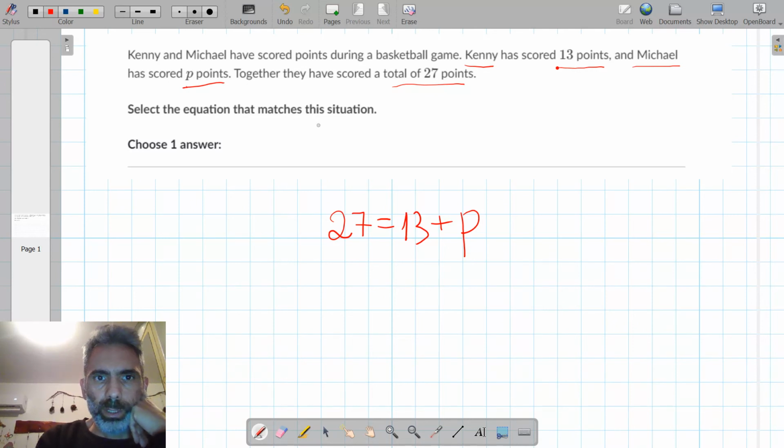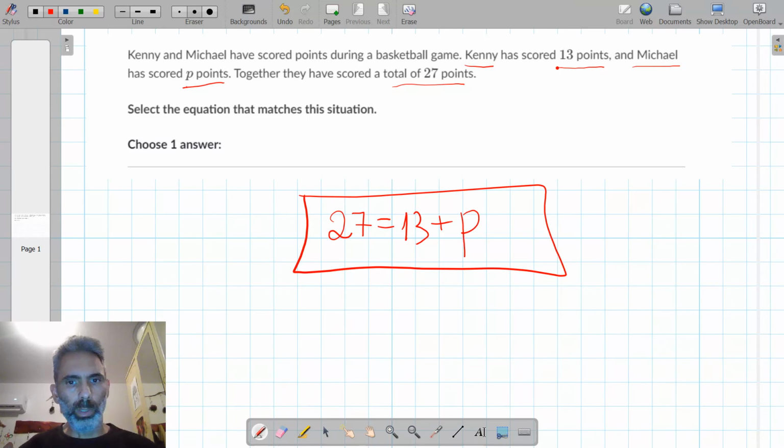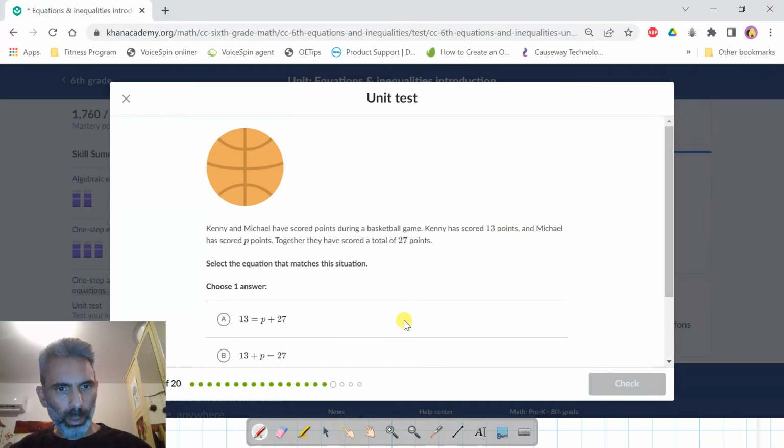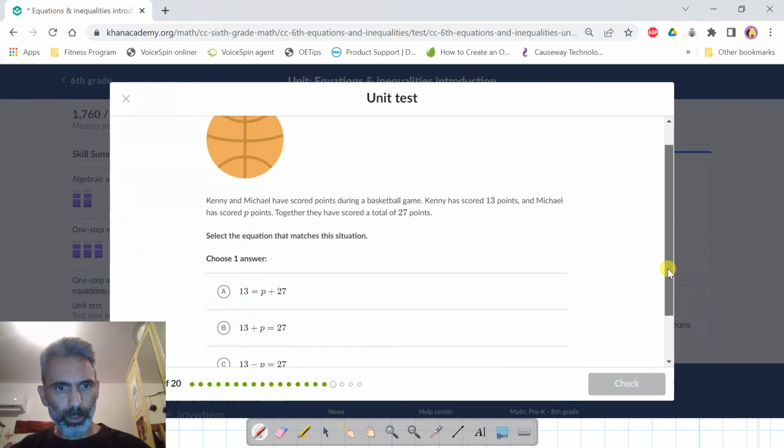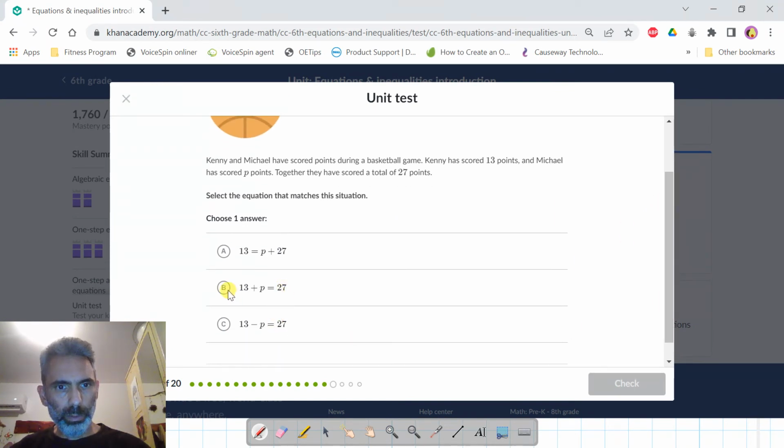Select the equation that matches this situation. Okay, so we are looking for this equation: 27 equals 13 plus P. 27 equals 13 plus P.